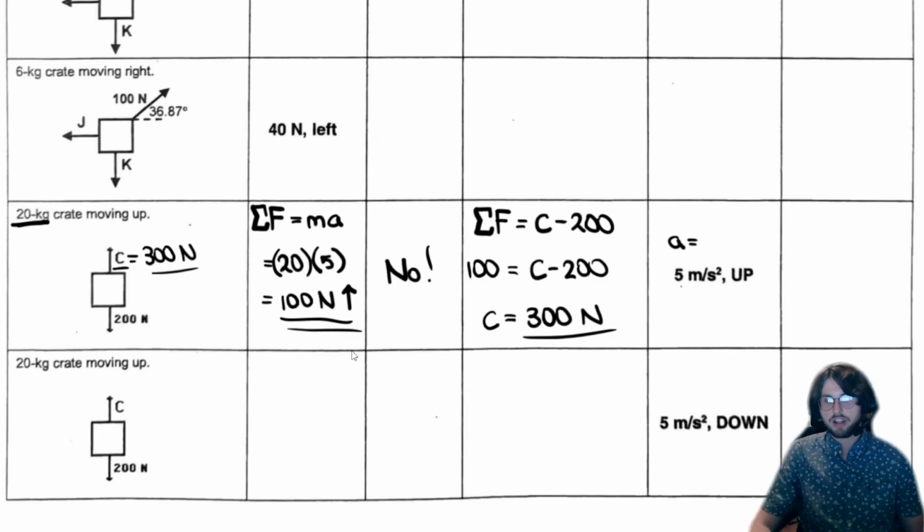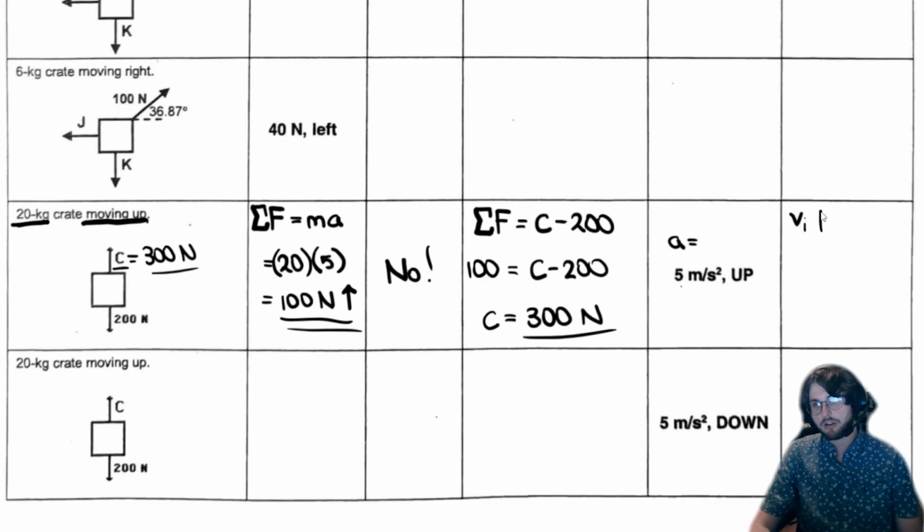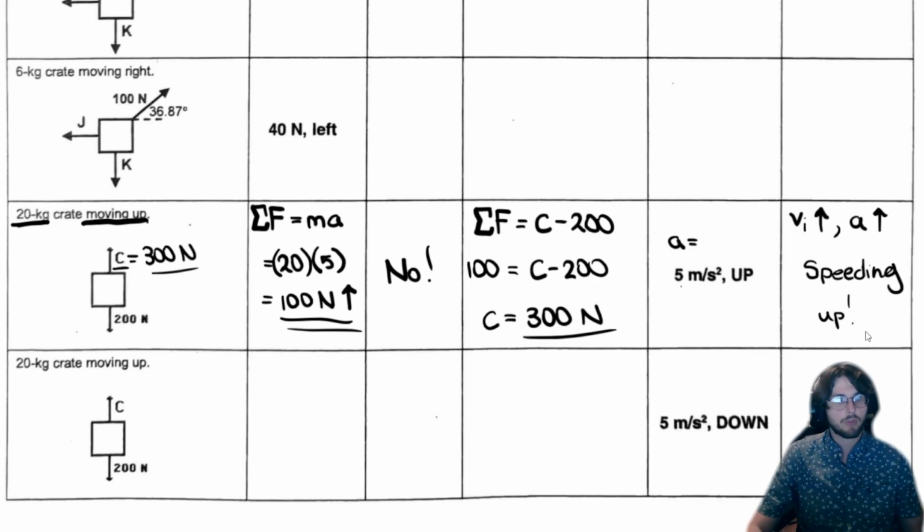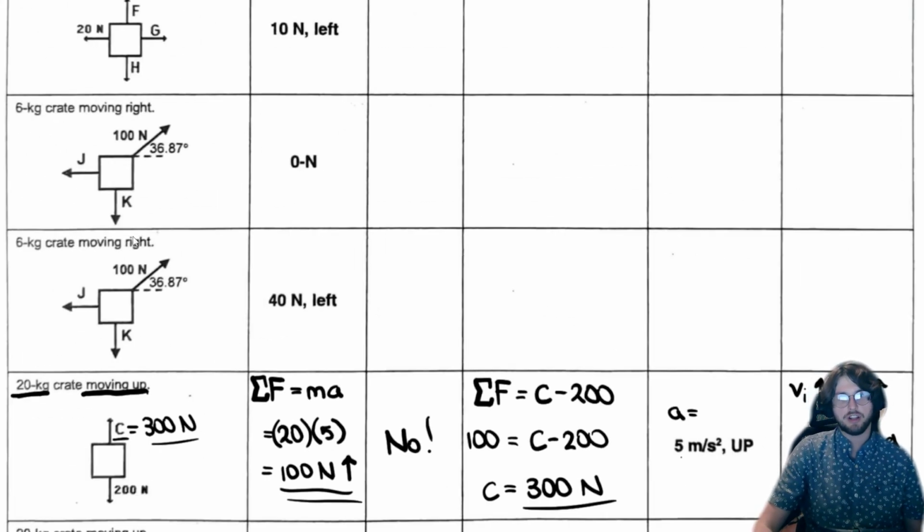Cool. And finally, our acceleration is upward. The crate itself is moving upward, so the initial velocity is upward. Acceleration is also upward. So again, because the acceleration is kind of egging this velocity on, it will be speeding up in this situation. Cool. And finally, we've got kind of the big kahuna here.